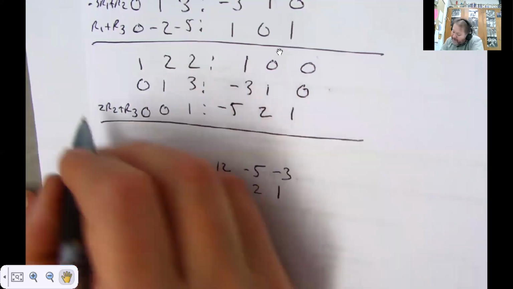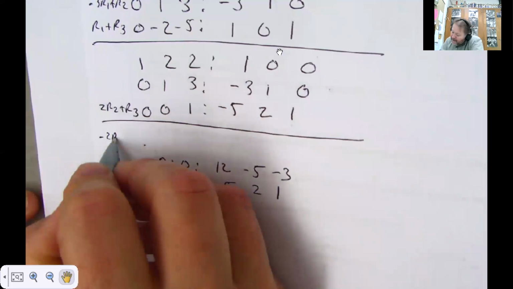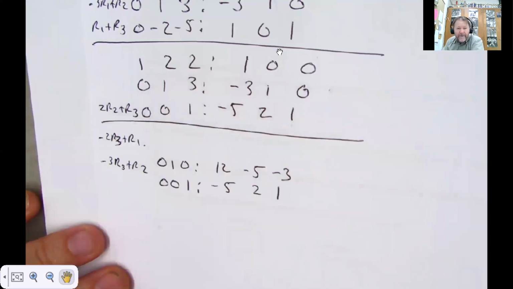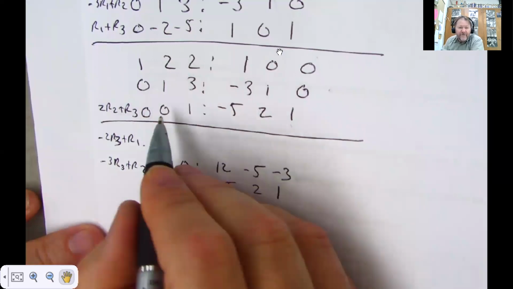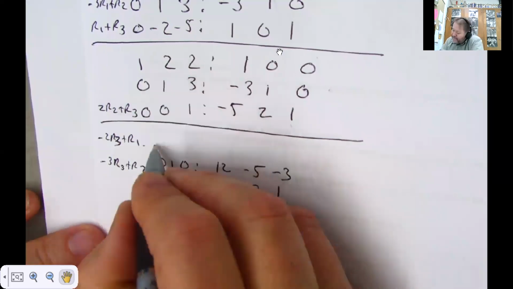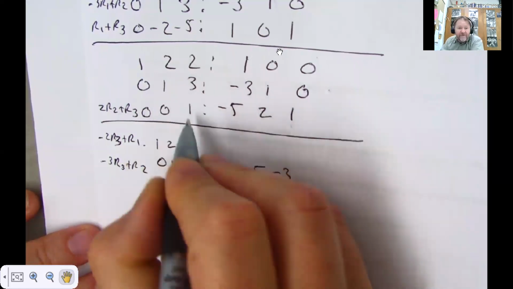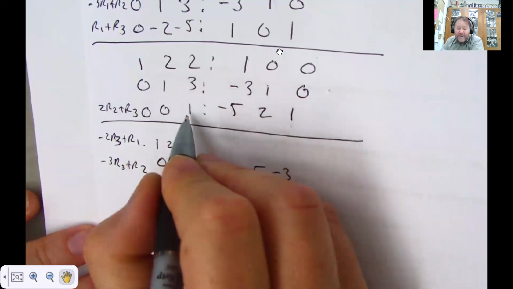We can multiply row 3 by negative 2 and add it to row 1. Here we go. Negative 2 times 0 is 0, plus 1 is 1. Negative 2 times 0 is 0, plus 2 is 2. Negative 2 times 1 is negative 2, plus 2 is 0.